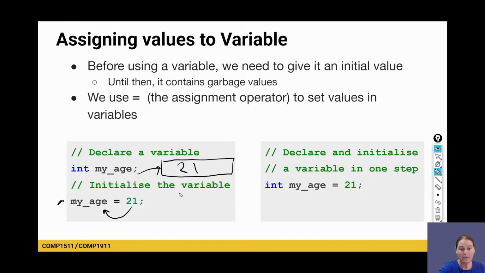So that's doing it in 2 steps. Over here, we're doing it in 1 line. We're saying, give me enough memory for an int and put the value 21 in there right now. Either way, you end up with a variable of type integer called my age with the value 21 in it. And we call this equals the assignment operator. It sets values inside our variables.